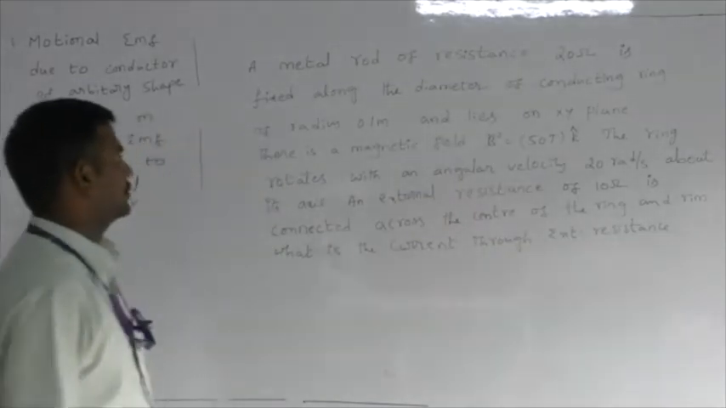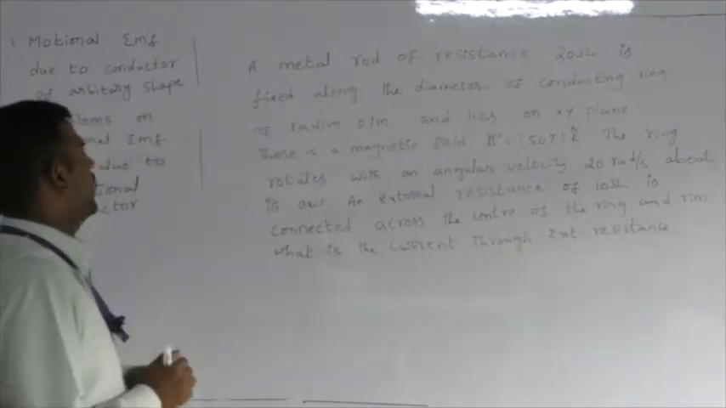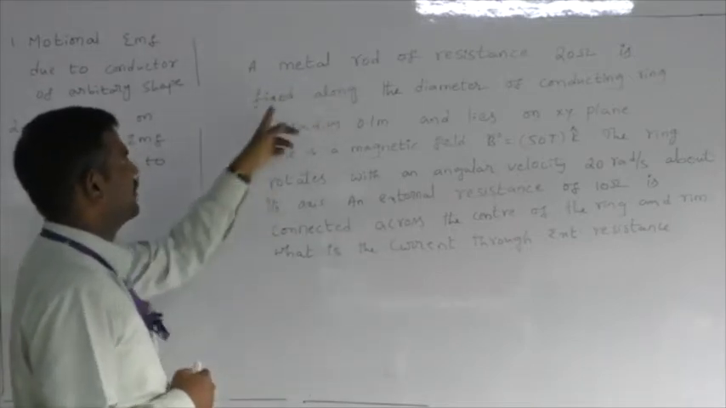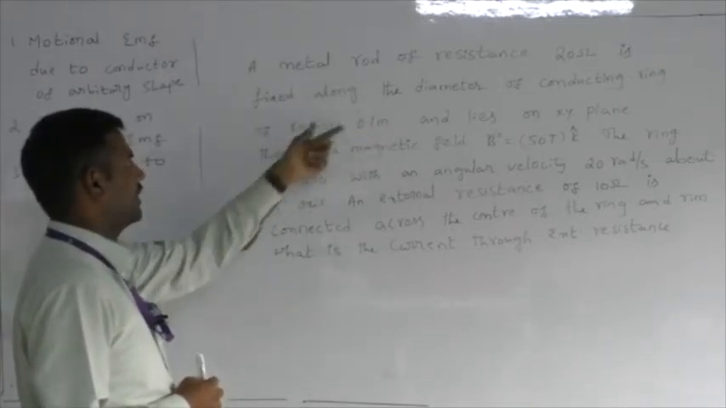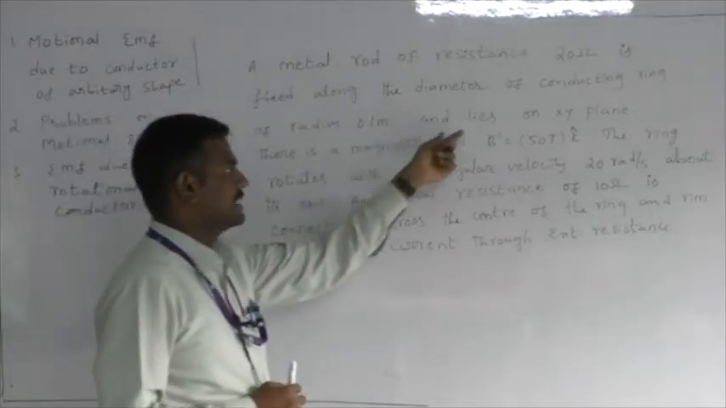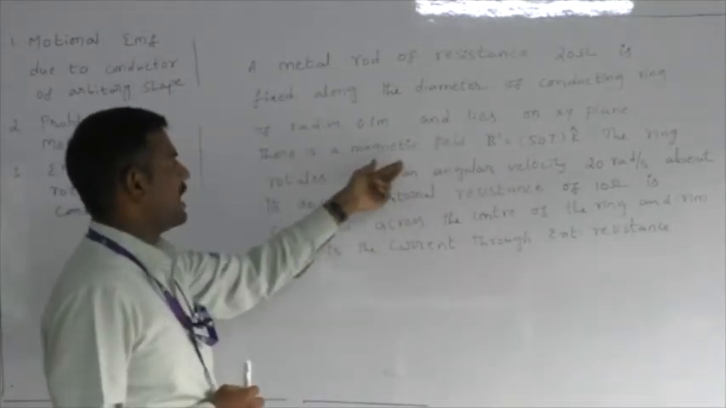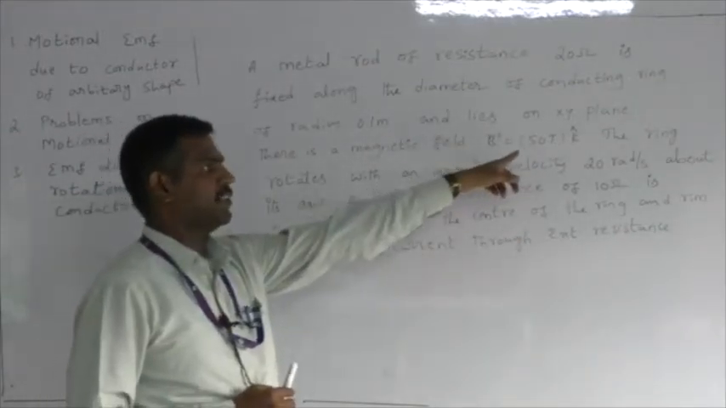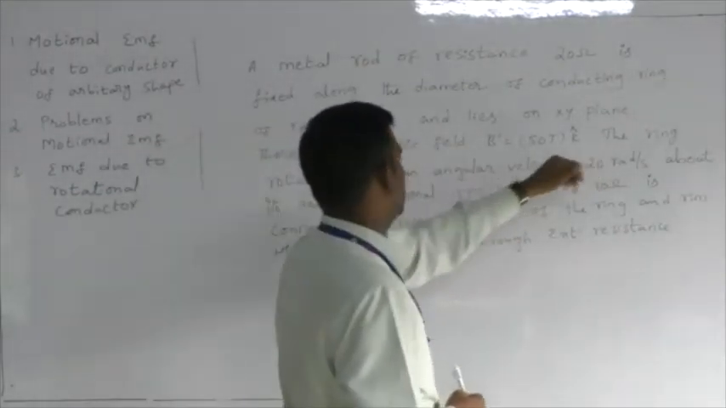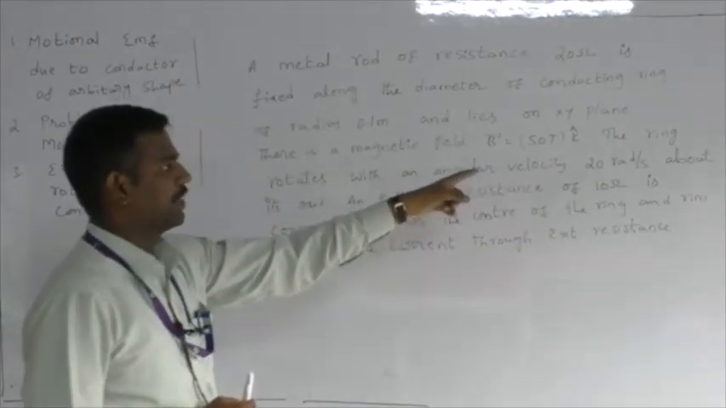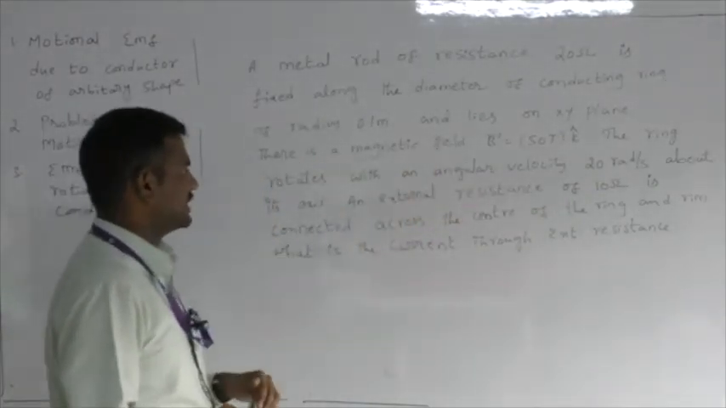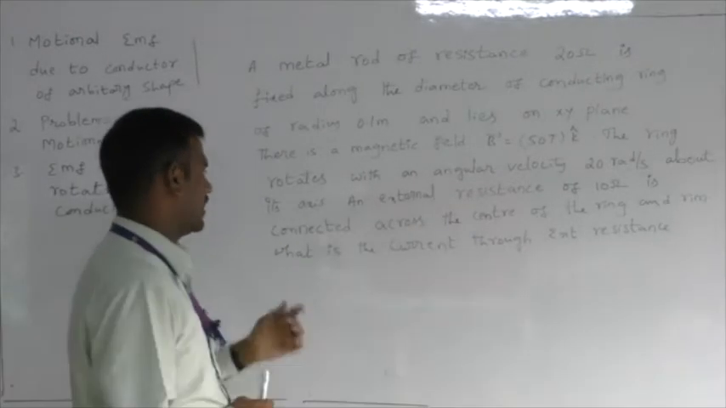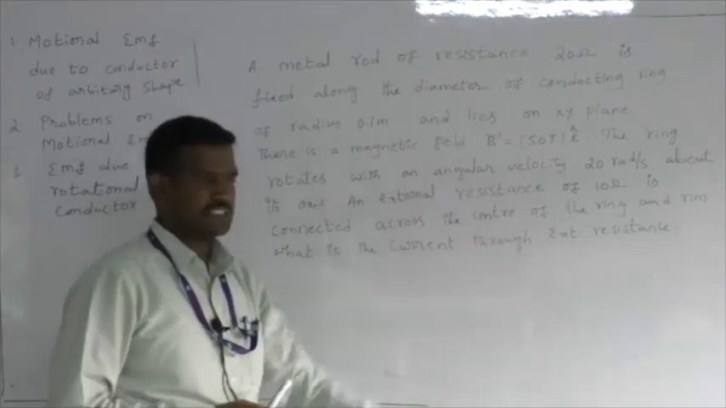Right, so let us do this problem. A metal rod of resistance 20 ohm is fixed along the diameter of a conducting ring of radius 0.1 meter and lies in the xy plane. There is a magnetic field B equals 50 Tesla k cap, that means it is acting along the positive z axis. The ring rotates with an angular velocity of 20 radian per second about its axis. An external resistance of 10 ohm is connected across the center of the ring and the rim. Then what is the current through the external resistor?